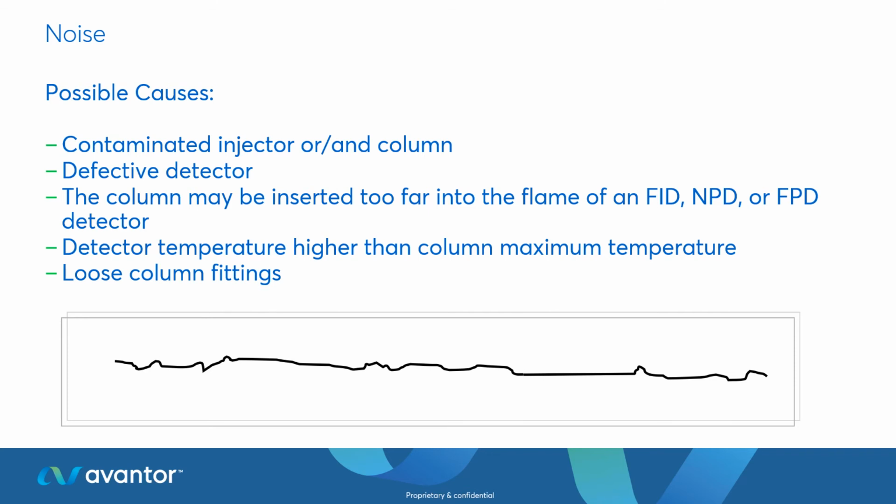Another aspect is a noisy baseline. Some possible causes here are contamination occurring in the injector or the column. Maybe that there's a defective detector. It might be that in the scenario where we're looking at an FID, an NPD, or an FPD detector, the column has been inserted too far into those detectors, and so therefore the flame that is burning is not stable, and that causes noise. It might be that the detector temperature is higher than the column maximum temperature, and again that could be causing issues. Or it could be associated with loose column fittings. All of these are very easily remedied.